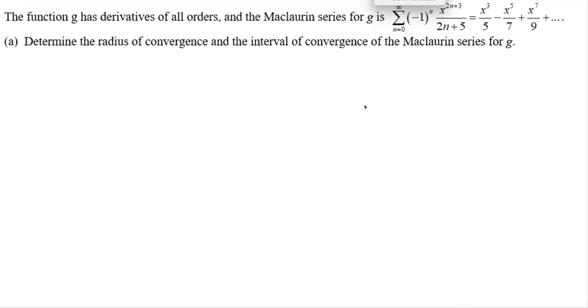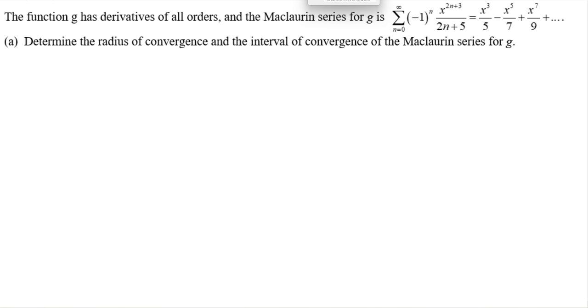So on this one, we're given that the function g has derivatives of all orders, and the Maclaurin series for g is given by this. You can see it's alternating because it's got (-1)^n, and then x^(2n+3) over 2n+5. So that's our formula for the nth term, starting at n equals 0. And then notice it's giving us the first three terms, and then plus ... that means it's going off to infinity.